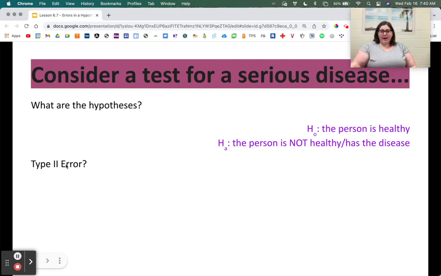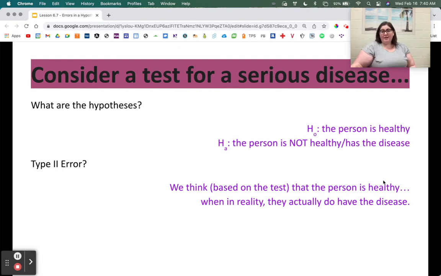A type 2 error in this situation is when we fail to reject the null. In this case, that would basically mean I don't have evidence to say they're sick, so I'm just going to say they're healthy. They're probably fine. But in reality, the null was false, meaning the alternate was true. So we said they're healthy based on the evidence, based on the probability, based on the tests. But in reality, they actually do have the disease.